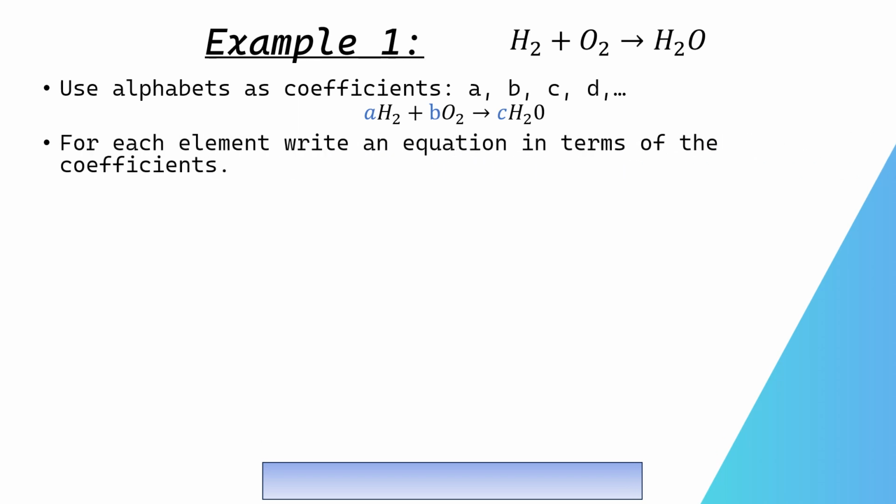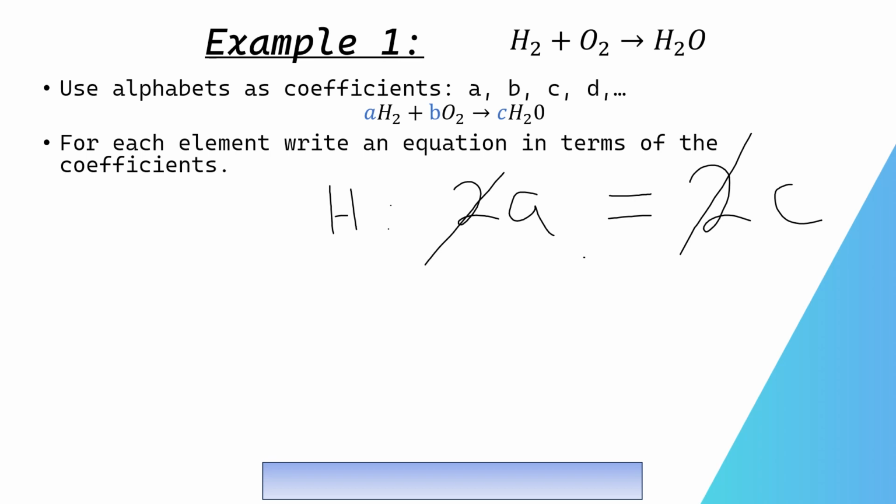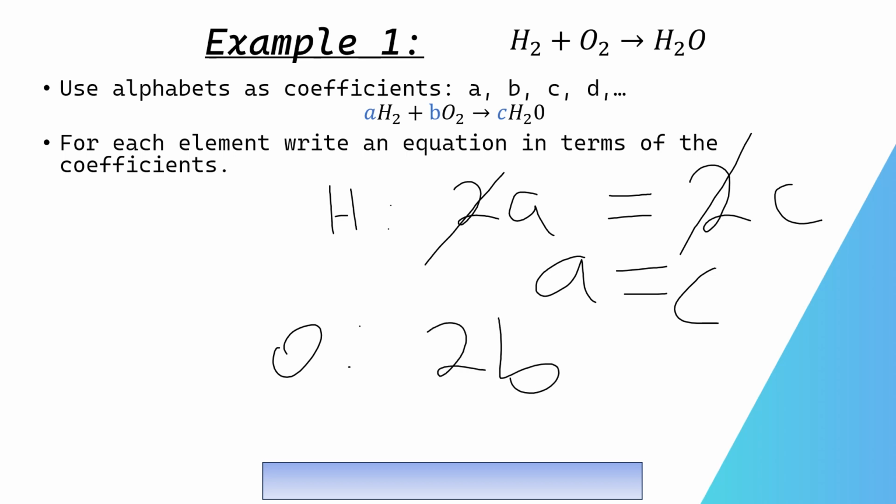Now, what do you do next? For each element, write an equation in terms of the coefficients. So for H, we can see 2 multiplying A. Then on the right hand side, which is the product, for H we have 2C. Since they all have 2 in front of them, they can cancel and we have A is equal to C. Now for O, we can see 2B is equal to C. We've gotten an equation in terms of the coefficients for each element.